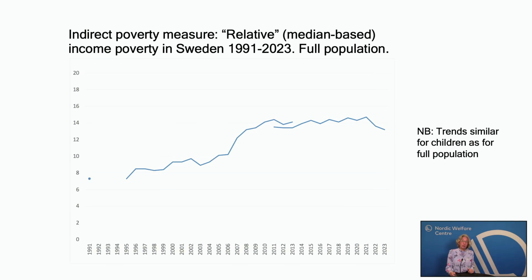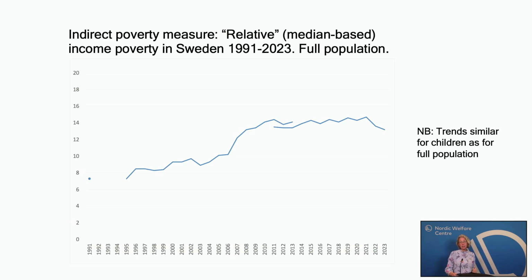So we start with the relative median-based income poverty, and this is Sweden again. We look in this graph at the period from 1991 to 2023. The income data have not been updated yet to 2024. So here at the axis at the bottom, you have time, so you have change over time, and then on the axis going upward, you have the percentage who are relatively poor, median-based poor. And this is the full population. If you're interested in children, the trend is the same. It's just that the curve shifts upward a bit because poverty is a bit higher in families with children.